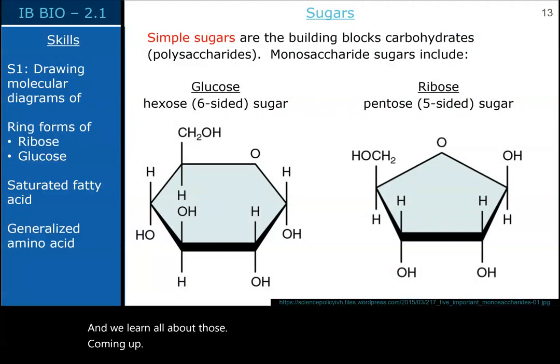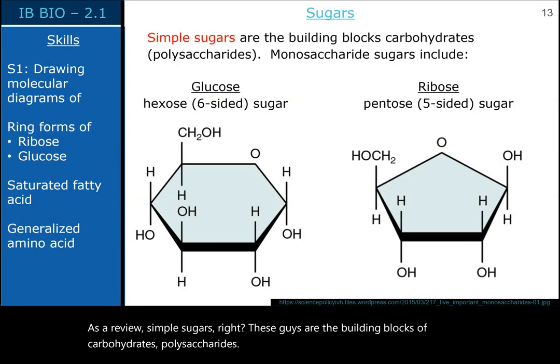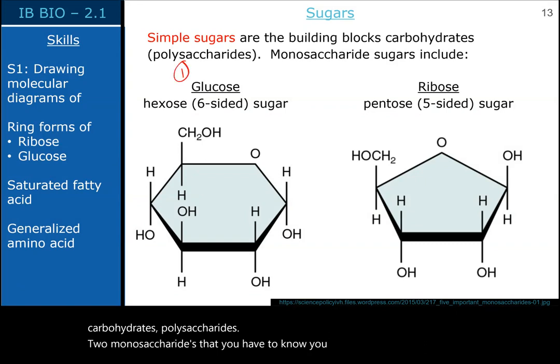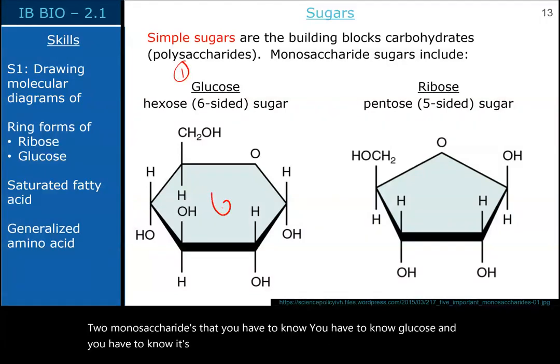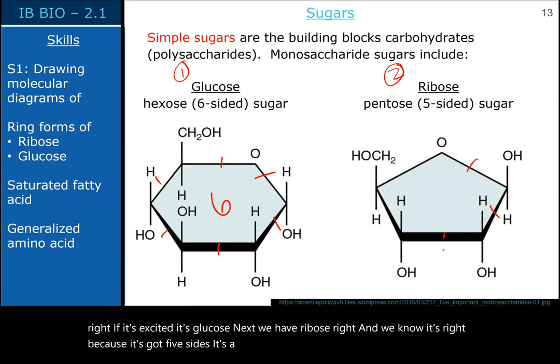As a review, simple sugars, right? These guys are the building blocks of carbohydrates, polysaccharides. 2 monosaccharides that you have to know. You have to know glucose, and you have to know it's glucose because, hey, guess what? It's got 6 sides. 1, 2, 3, 4, 5, 6, right? If it's 6-sided, it's glucose. Next, we have ribose, right? And we know it's ribose because it's got 5 sides. It's a pentose sugar. 1, 2, 3, 4, 5. Okay.